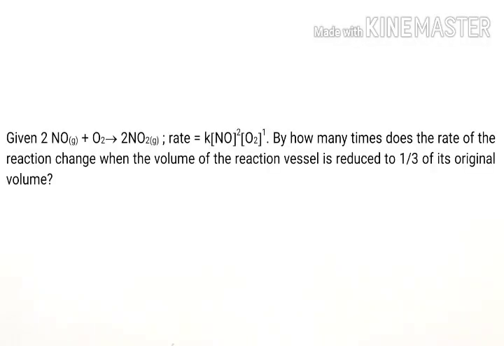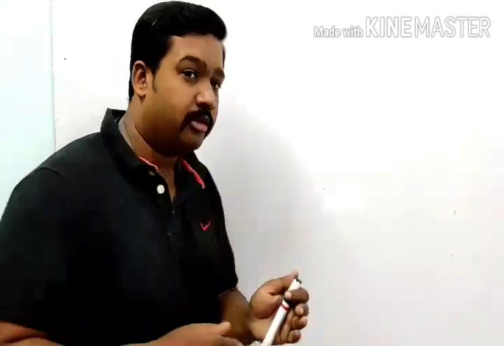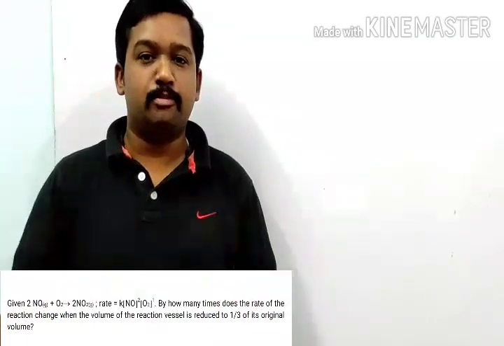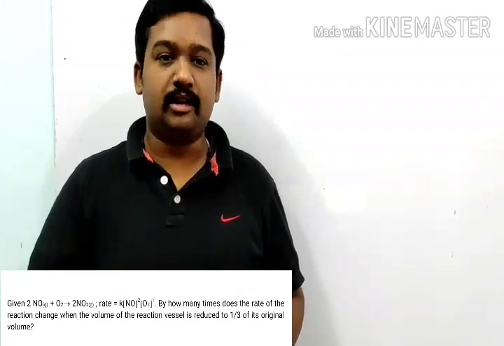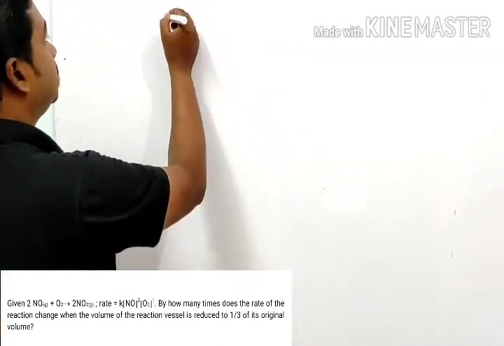Now the question number 1. Given 2NO plus O2 gives 2NO2. The rate is equal to K into [NO] squared [O2] power 1. By how many times does the rate of the reaction change when the volume of the reaction vessel is reduced to 1/3 of its original volume? So let's solve this.